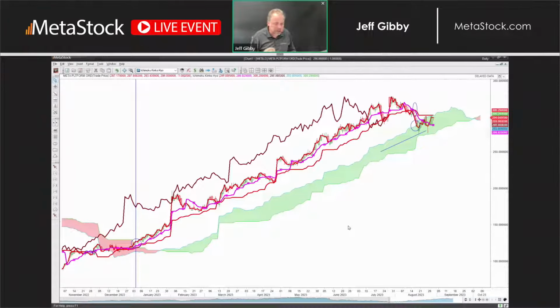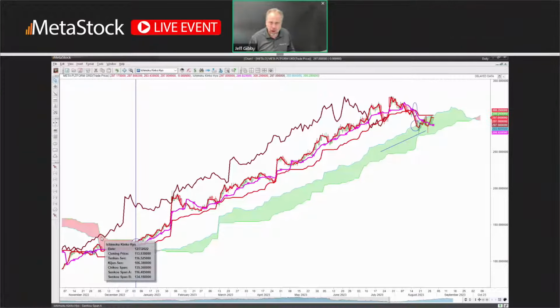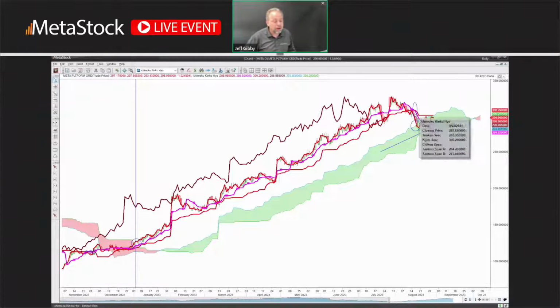So as long as the Chiku span is above the Kumo and price is above the Kumo, that's a bullish confirmation. Okay. If you're in the Kumo, it's going to represent more of a neutral status. If you've got your Chiku span down below the cloud and your price is down below the cloud, then it's going to represent bearishness, and that's going to support a bearish narrative.